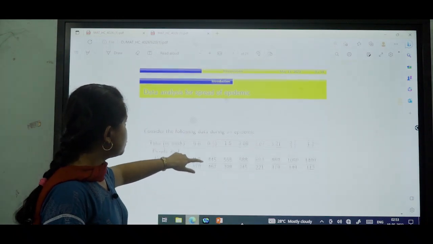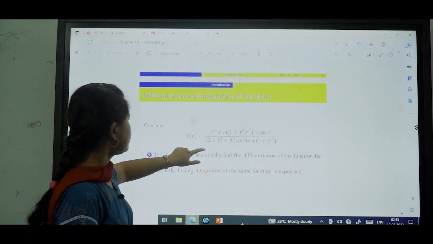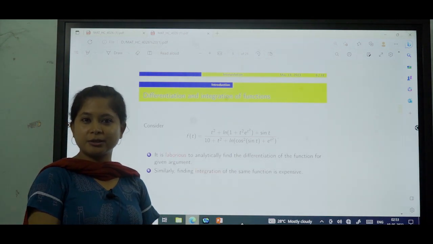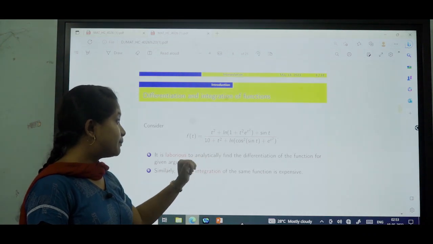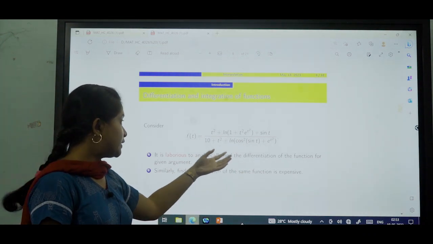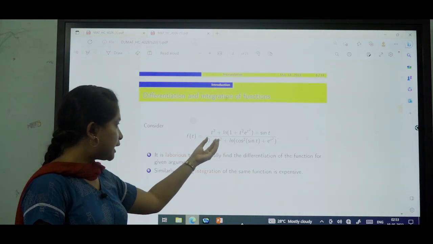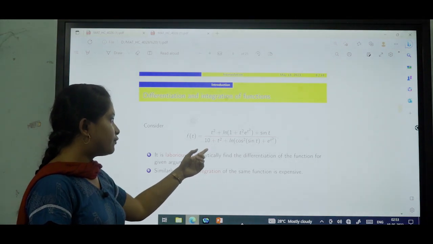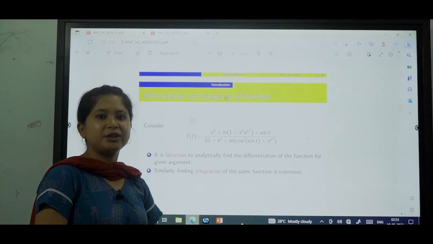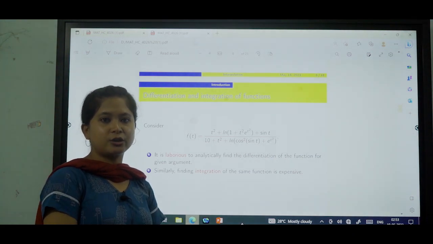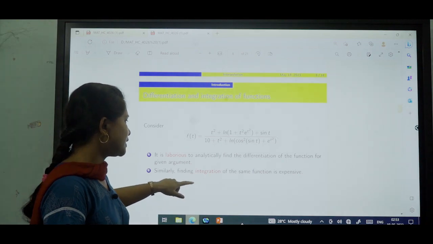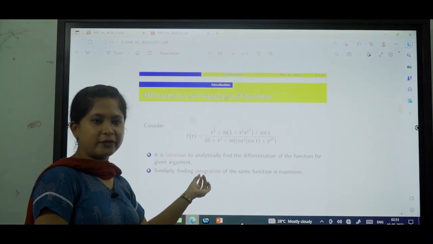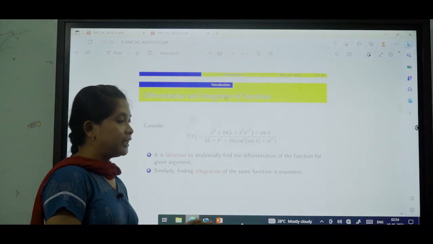Now, let's move to our third problem. Here you can see this is a function. It's a very cumbersome function. There are many terms; there are polynomial terms, but mostly you can see transcendental terms are also involved. So, if I want to find the differentiation of this function, what will be your answer? Or if I want to find the integration of this function, what will be your answer? Finding the integration or differentiation of such a cumbersome function is a tough task.